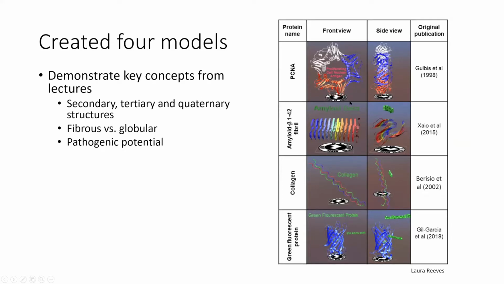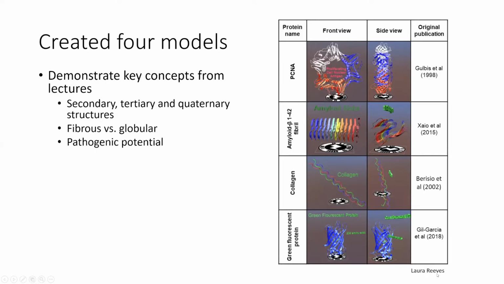So, for example, proteins with multiple subunits, various secondary structures, obviously a mixture of tertiary and quaternary structures, fibrous versus globular proteins, and also an example of a protein with pathogenic potential. Here we've got amyloid beta, the misfolding of this protein leading to aggregation and the formation of these fibrils. So again, these encompassed a different array of the concepts that we wanted students to take away from the session. And Laura Reeves did a fantastic job on this.